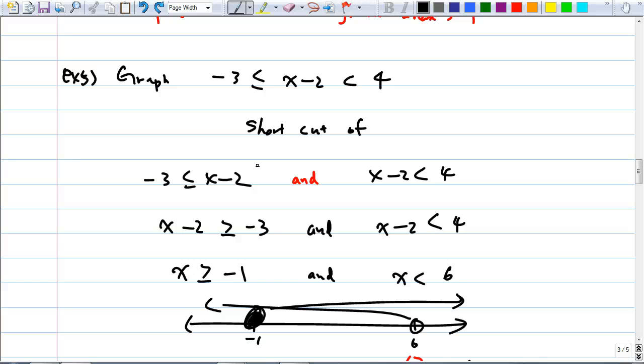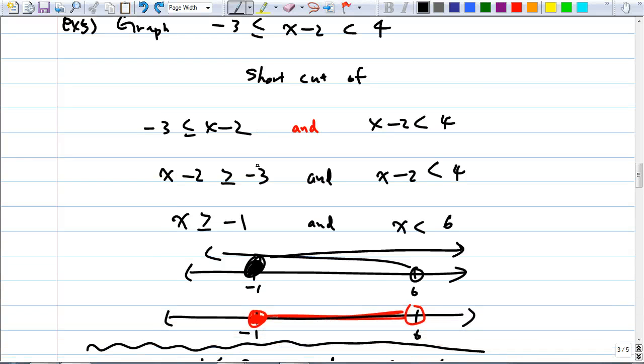So what would it look like? All your numbers between... including 6 or including -1? That's correct. Not 6, right, guys? Does that make sense? Any question? How many people got this graph? Raise your hand. Easy? Very good.